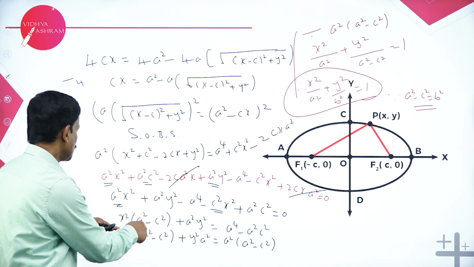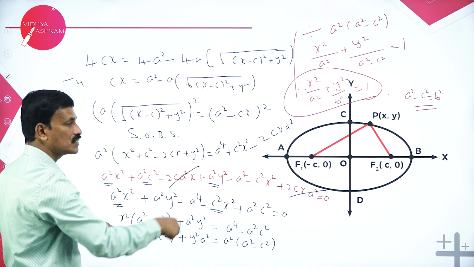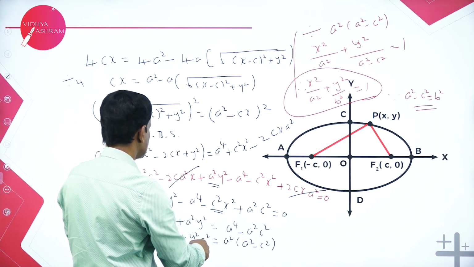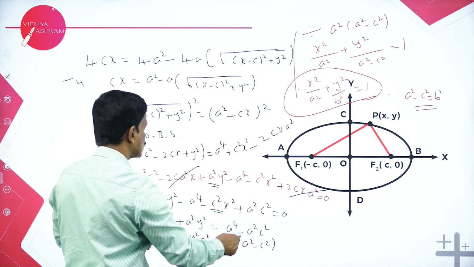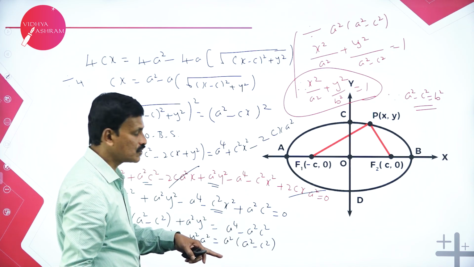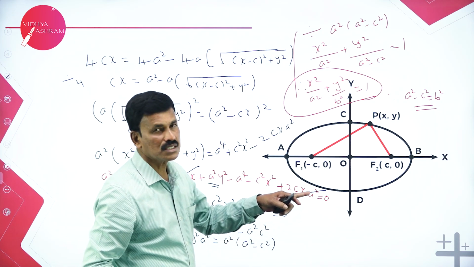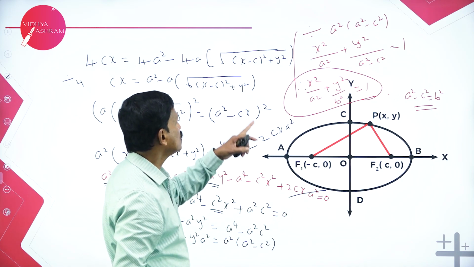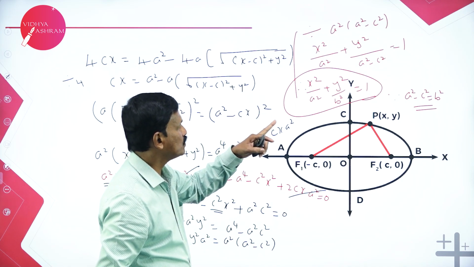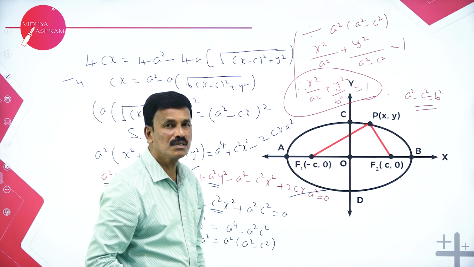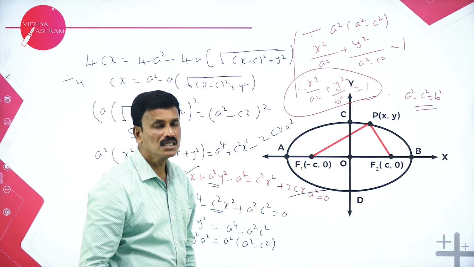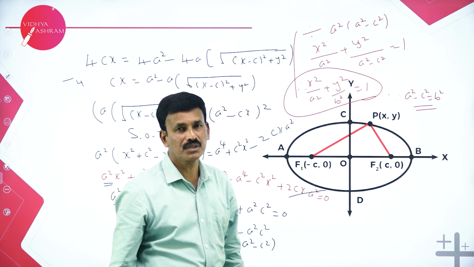What happens? A square minus c square gets cancelled, we get x square by a square. The a square gets cancelled, y square by (a square minus c square), on the right hand side everything gets cancelled, equal to 1, since we know a square minus c square is equal to b square. So x square by a square plus y square by b square is equal to 1 is the equation of the ellipse in the standard form. That's it. So very simple and very important from the point of view of examination.